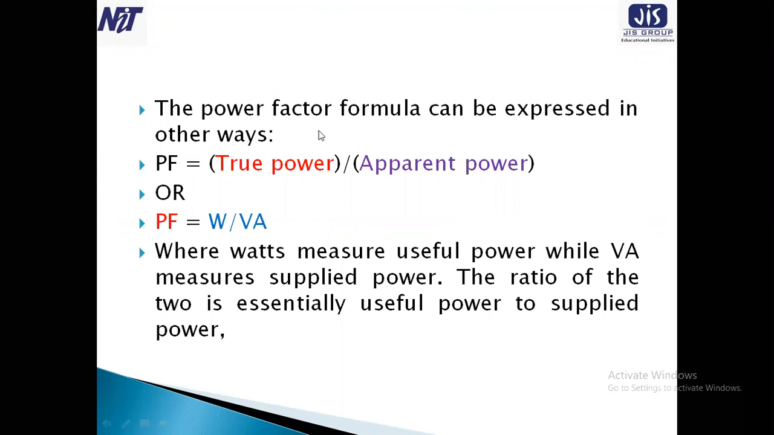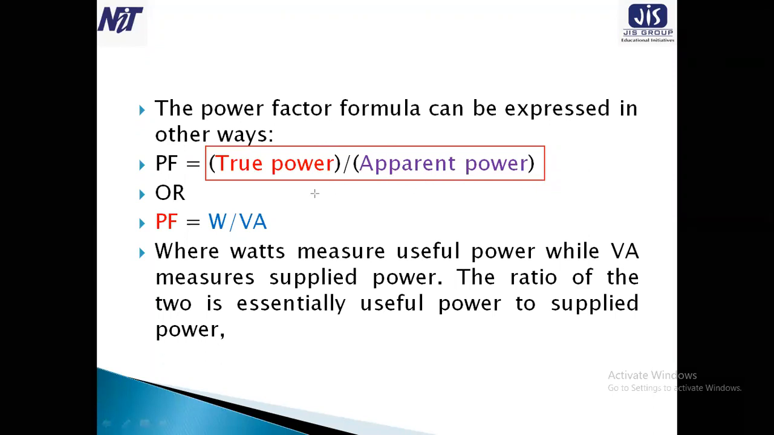Now the power factor formula can be expressed in other ways. Power factor equals true power divided by apparent power. So we already talked on this, that it is the true power divided by apparent power, kilowatt divided by kVA, or power factor equals W by VA.